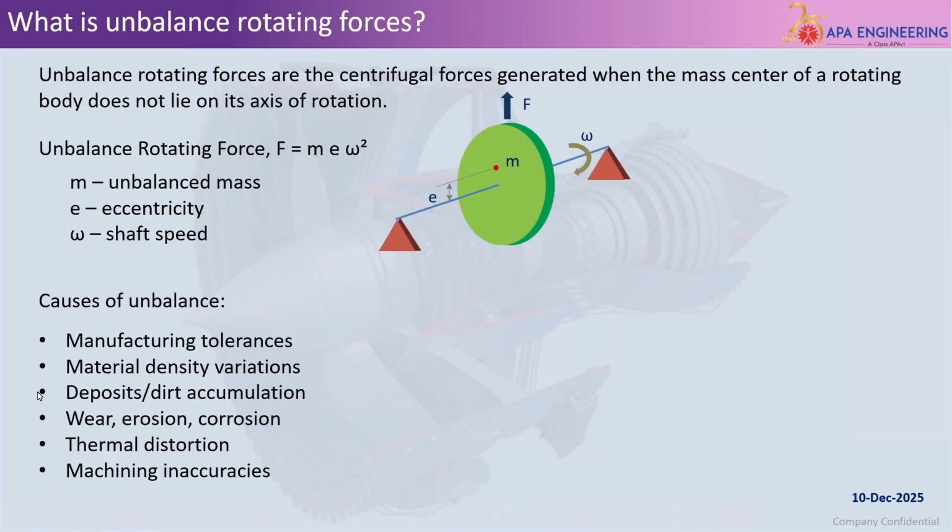Let's come to what causes the unbalance in a rotating system. It could be manufacturing tolerances, variation in the material density, or the accumulation of dirt or deposits over a period of time. It could be wear, erosion, or corrosion, and unbalance could also be due to thermal distortion or machining inaccuracies.